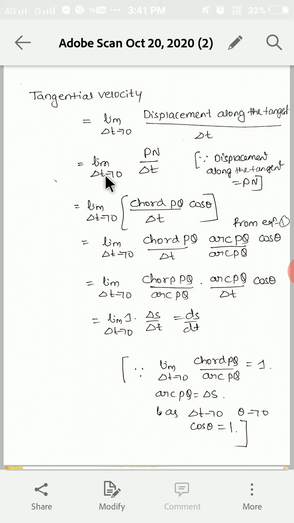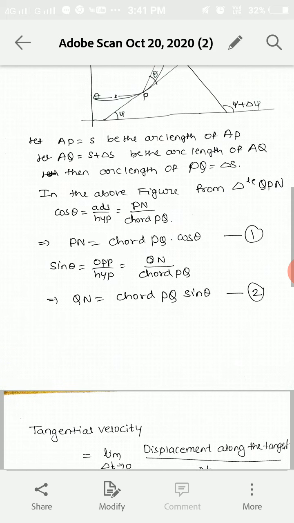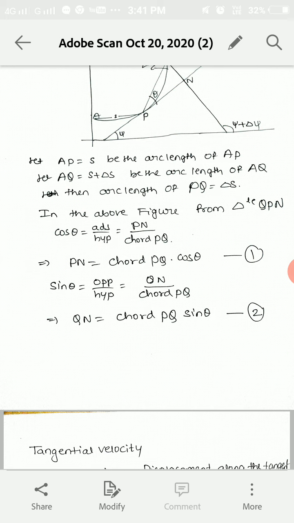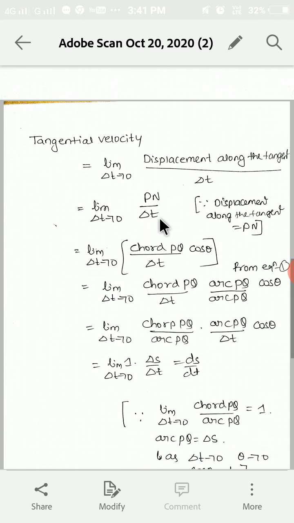So the limit as delta t tends to 0, displacement along the tangent is nothing but Pn divided by delta t. From this equation, Pn is equal to chord PQ into cos theta. So now we use Pn as chord PQ into cos theta divided by delta t, that is, the limit as delta t tends to 0 of chord PQ cos theta divided by delta t.